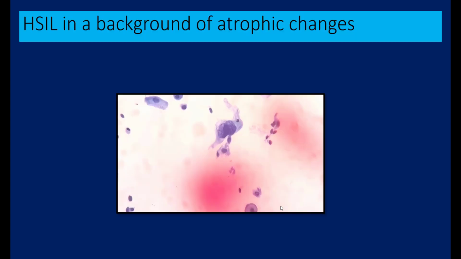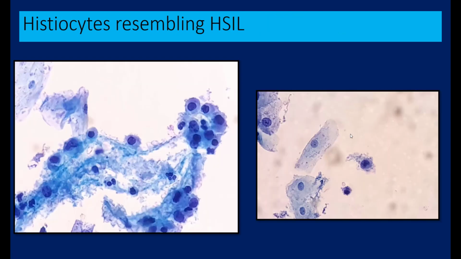And this of course is one picture which I found where I would call something HSIL in the background of atrophic changes. Just remember, these are two cells which are just overlapping, so consider this as one cell and this as another cell. Fair enough to call it an HSIL, just to complete the morphological variations that we can find.